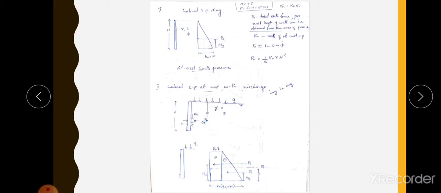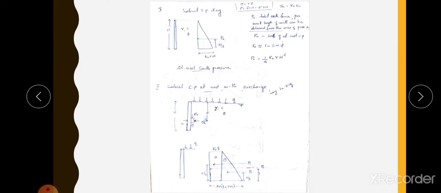First one, lateral earth pressure at rest if there is any surcharge. That is one of the special cases. In the previous one, we discussed that the lateral earth pressure at any point is equal to k naught into sigma v, k naught into the vertical stress. Vertical stress is equal to unit weight into height. So lateral earth pressure is k naught into gamma into h, and this k naught value, the earth pressure coefficient at rest, is equal to 1 minus sin phi. Phi is the angle of shear resistance.